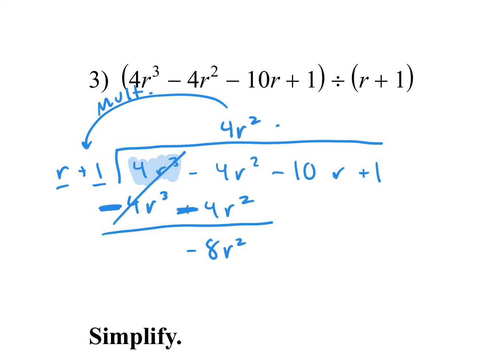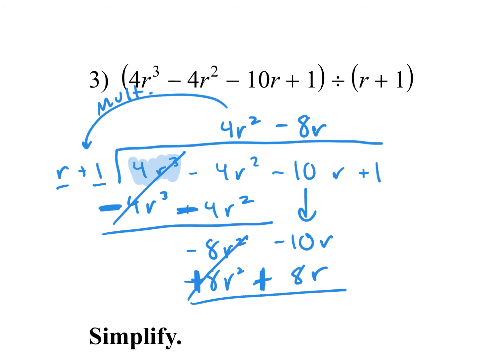Awesome. We drop an r, so it'd be negative 8r. And then we multiply, so we get negative 8r squared. And then what's negative 8r times 1? Negative 8r. And then what's next? Change the signs and drop down the negative 10r. So the first ones always cancel. What's negative 10r plus 8r? Negative 2r. What goes next?